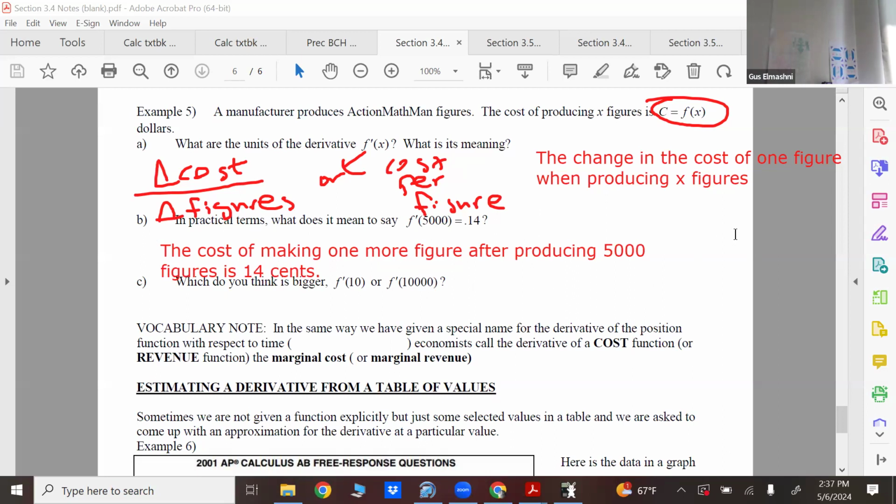So to make one more figure after 5,000, you figure, okay, we made this much, well, you've got to make one more. What's it going to cost us? Or let's say you want to make 10 or 20 more, then on average, it's going to cost about 14 cents, roughly. So which value do you think is bigger? Definitely this one's bigger. Kathy, a question, go ahead.